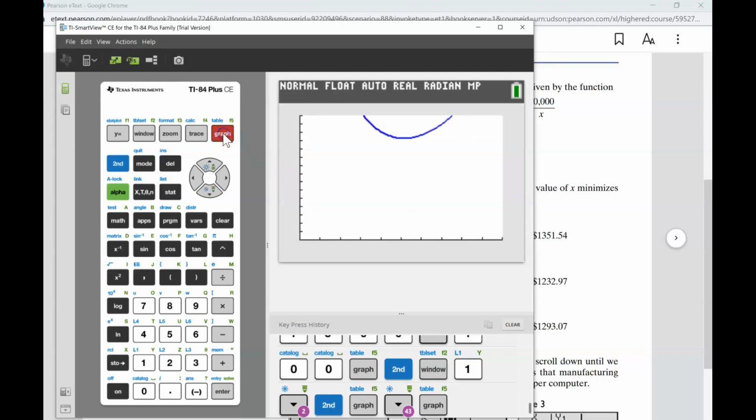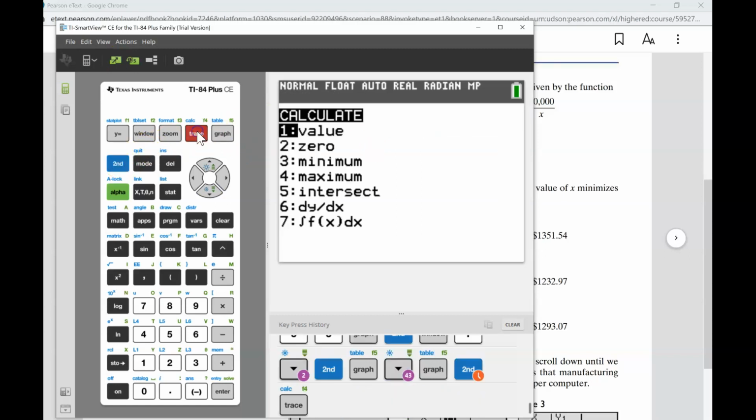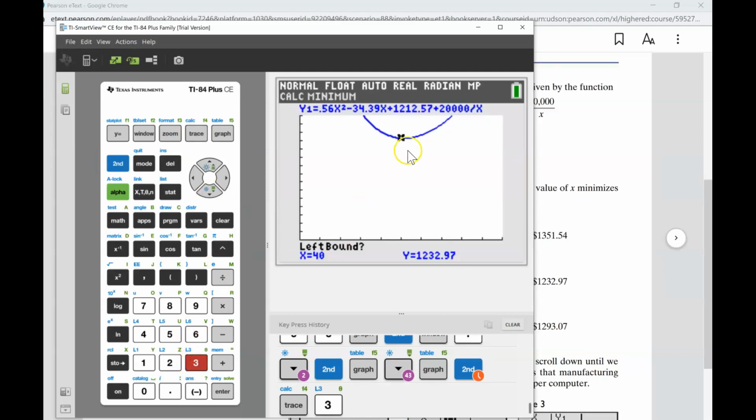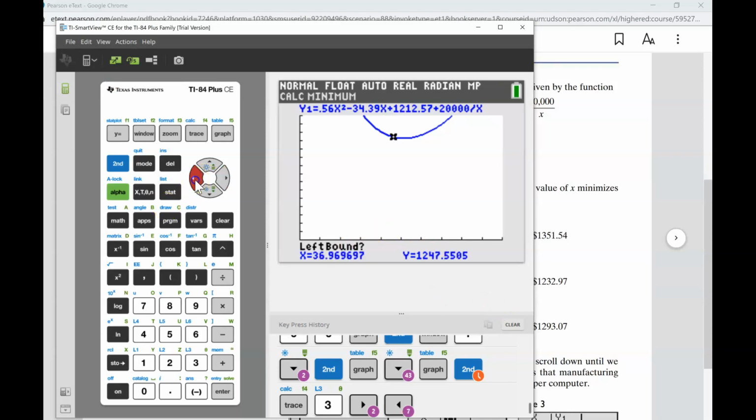But the way that I would do this instead of a table is I would look at my graph and I would say second calculate. I'm going to calculate the minimum on the graph. That's what I would rather do. So the minimum is like right here somewhere. But this calculator needs you to talk to it a little bit. It says, how far to the left do you want me to look for this minimum? So I'm going to scroll to the left until I know I'm to the left of the minimum. So anywhere in here would work. Then it says right bound. How far to the right do you want me to look? So I'm going to scroll to the right until I know I'm to the right of that minimum. So anywhere in there should work.